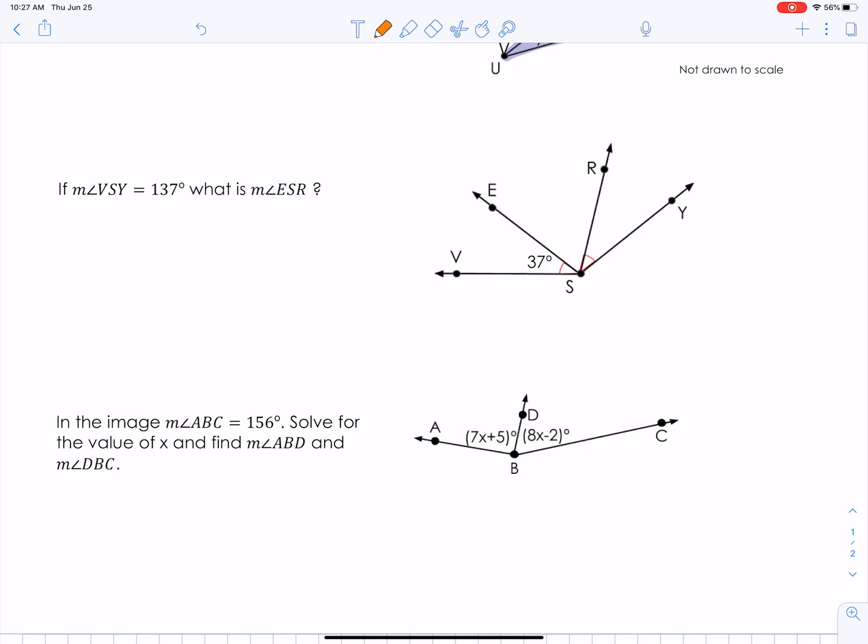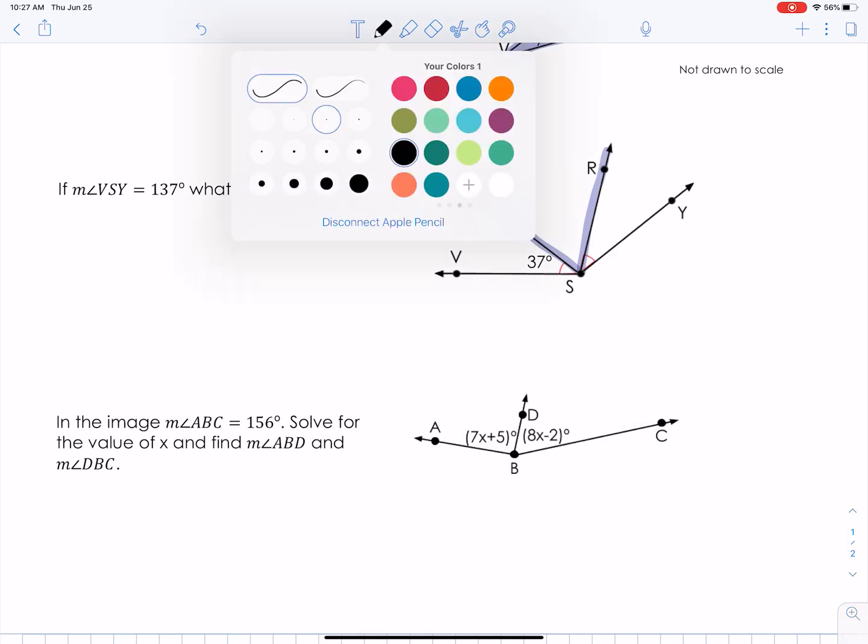If the measure of angle VSY is 137 degrees, so let's put a 1 in front of this because I think it got hidden behind the text box. What is the measure of angle ESR? So we want the measure of angle ESR. Oh, I read it wrong. VSY. Let's erase that and read it again.